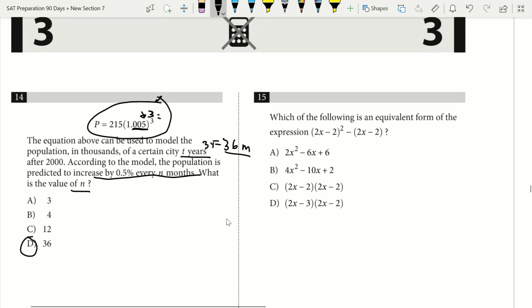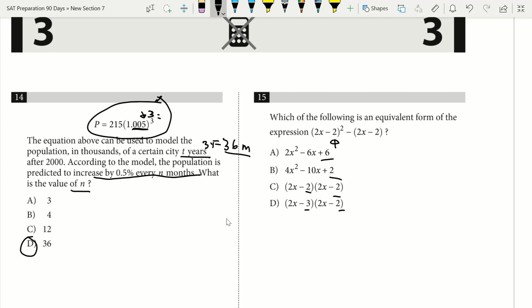All right, question 15. Which of the following is an equivalent form of the expression (2x - 2)^2 - (2x - 2)? All right, first thing that I'm going to do is look at what I can use to get rid of wrong answer choices as quickly as I can. I see I have different numbers here, here, and possibly here and here as well for my last term. So I'm going to solve for what my last term equals first.